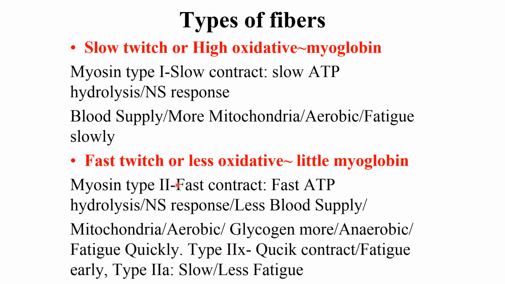So the muscle fibers that are fast are less oxidative because they have little myoglobin, so they appear to be whitish. And the slow twitch are high oxidative, they have more myoglobin. Myoglobin is brownish or reddish in color, so they appear to be brownish in color. So we can differentiate these fibers.